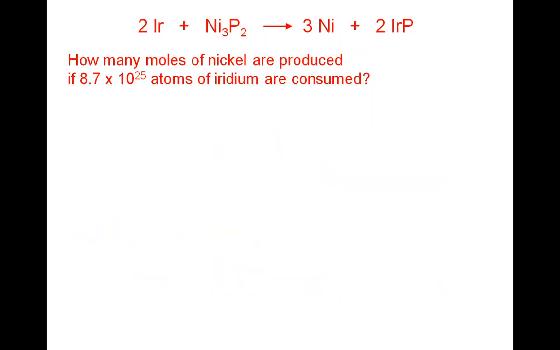All right, another example here for you. How many moles of nickel are produced if you have 8.75 times 10 to the 25th atoms of iridium? Now, this one's moles, so it saves us a step because I'm going to change atoms of this guy to moles, and then moles of this guy to moles of this guy. 2 steps.